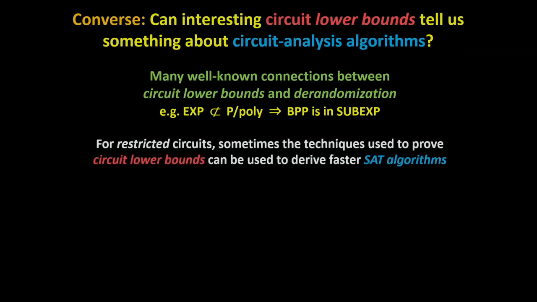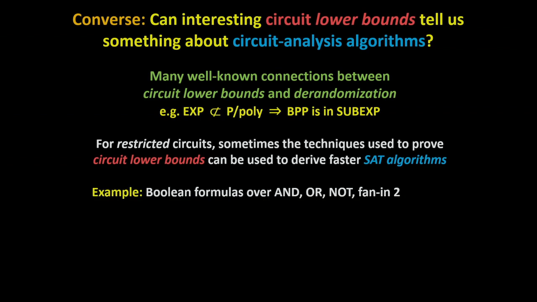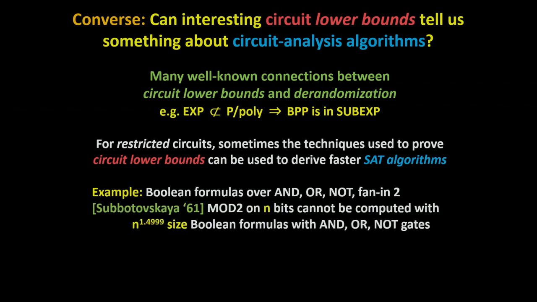So, but for restricted circuit classes, sometimes the techniques that were used to prove circuit lower bounds, in order to prove a circuit lower bound, some nice property of that circuit was found, and that nice property can often be leveraged to get a SAT algorithm for the same circuit class. So here's just a canonical example of this. If we look at Boolean formulas over AND, OR, and NOT, the ANDs and ORs have fan-in 2. This is the class of De Morgan formulas.